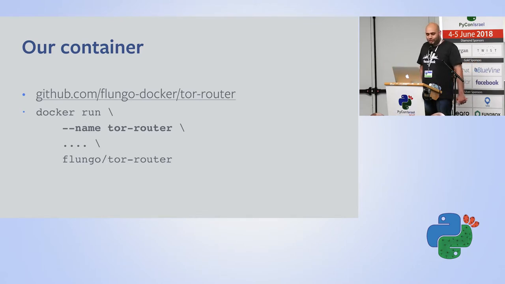This is a magic container. And what I'm doing here is I'm running docker run and giving this container a name, tor-router, and just using the vanilla image of this container.